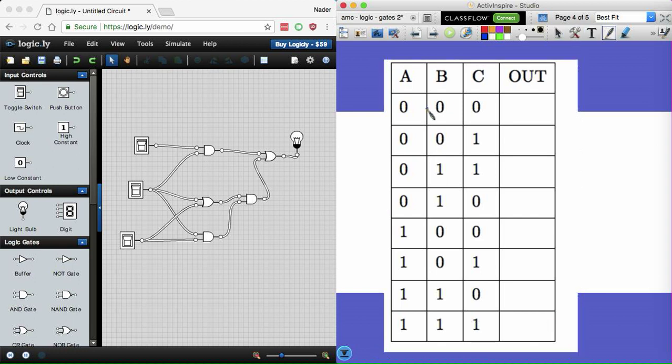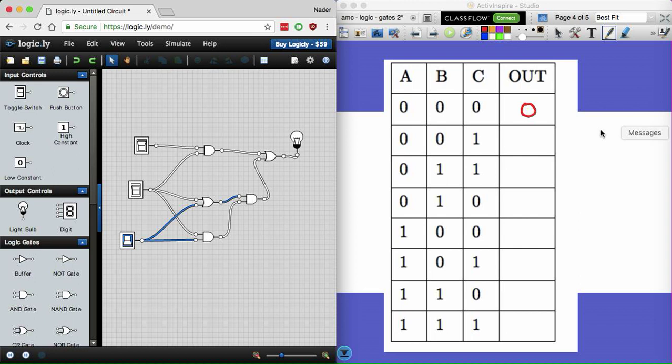So the first row here is 0, 0, 0. I'm going to treat this to be A, B, and C, the logical way. And big surprise, if they're all off, then this will be off as well. It wouldn't be a surprise if there was a NOT gate in there, but in this case, there aren't any. So the next one is 0, 0, 1, which means I'm going to turn on C. Let's see what happens to the light bulb. Nothing. So that's no good.